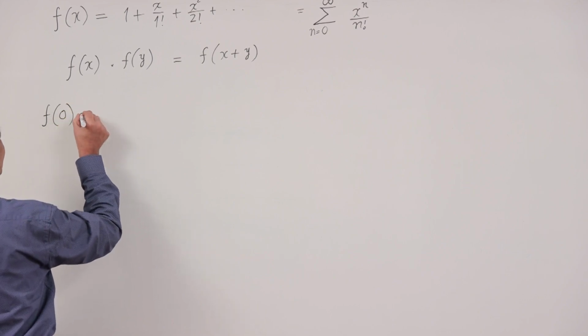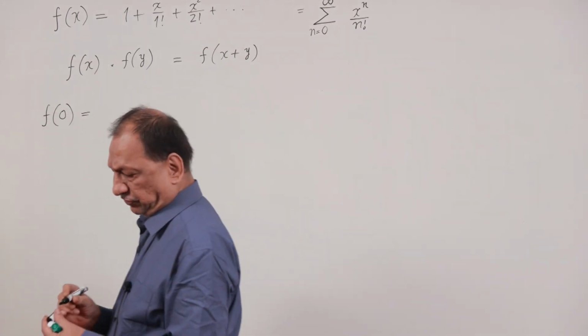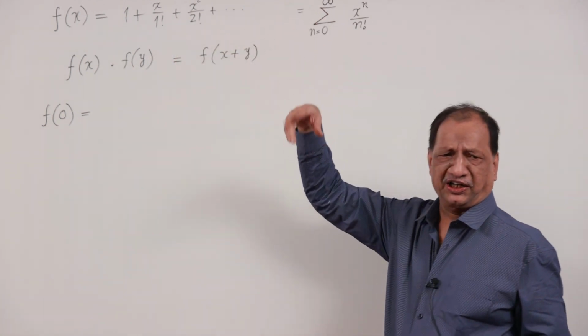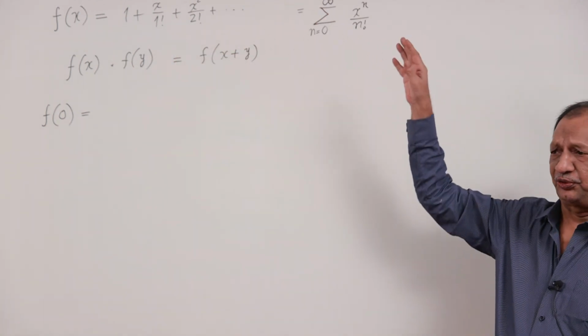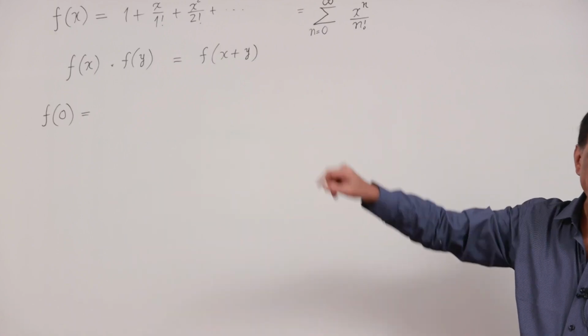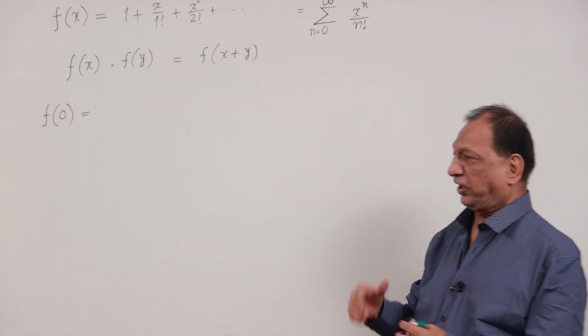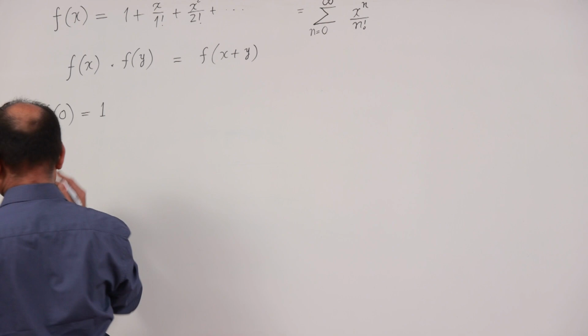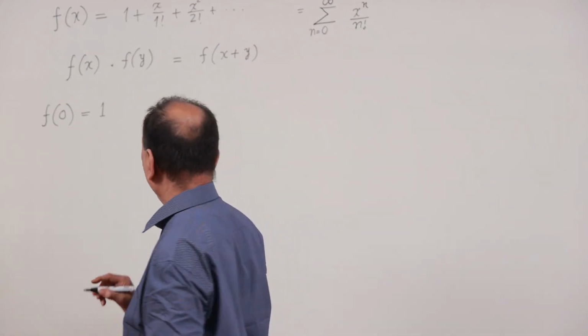That means x value is 0. When x value is 0, each of these terms, x by 1, x squared by 2 factorial, everything goes to 0. Everything is 0 except that first term, which is 1. So f of 0 will be equal to just 1 itself. Simply 1. No questions on that.